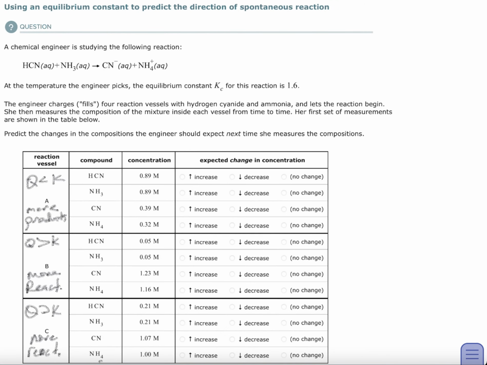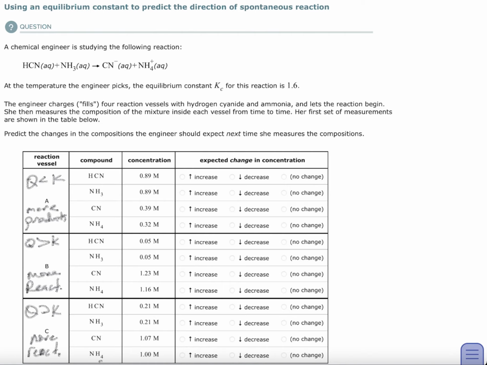So that's cool. That means it's not hard. It just looks hard. It's terrifying, but it's not really a big deal. So when I did the numbers in reaction vessel A, Q is less than K. All right? If Q is less than K, then what's going to happen?